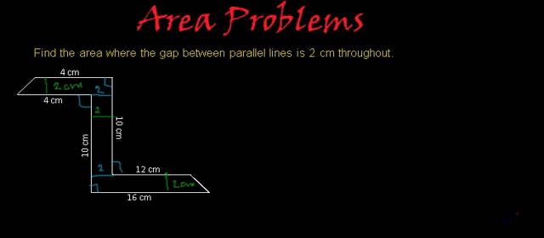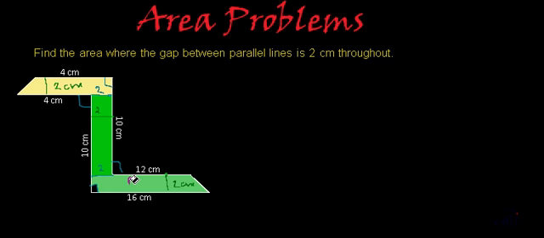And now let me color them. This is one part, and this is another part. And this is one more part. This is the third part. So actually we have divided our original Z shape into 3 different parts. And now let's name them. I'm going to name this one as 1, this one as 2, and this as 3.